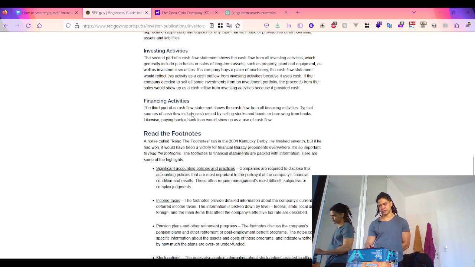Typical sources of cash flow include cash raised by selling stocks and bonds or borrowing from banks. After all, you're getting financing from someone. So this is a common or typical source of cash inflow, including cash raised by selling stocks and bonds or borrowing from banks. Likewise, paying back a bank loan will show up as a use of cash.